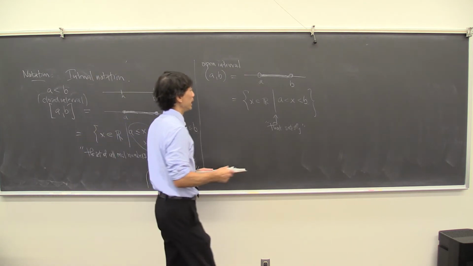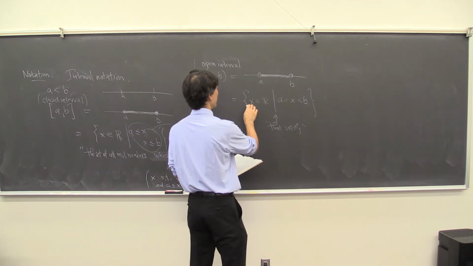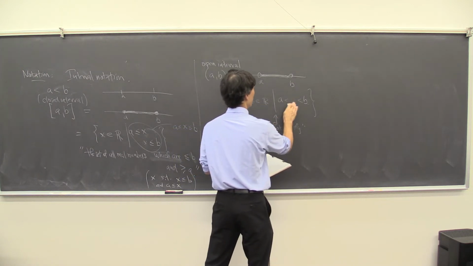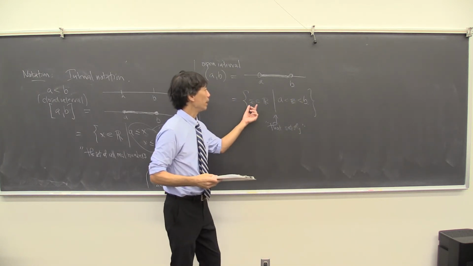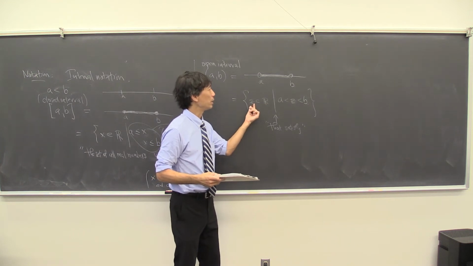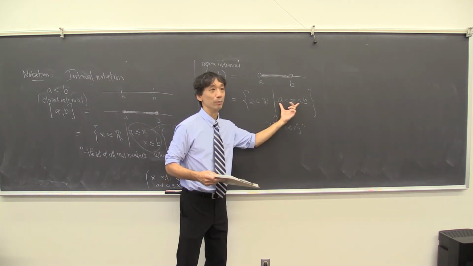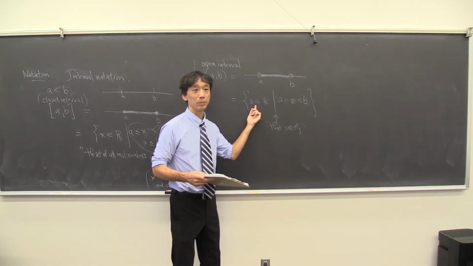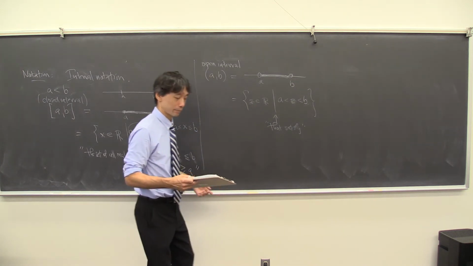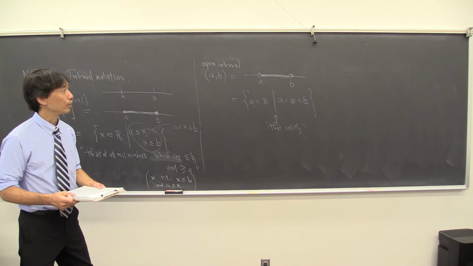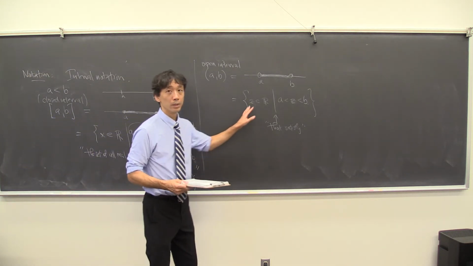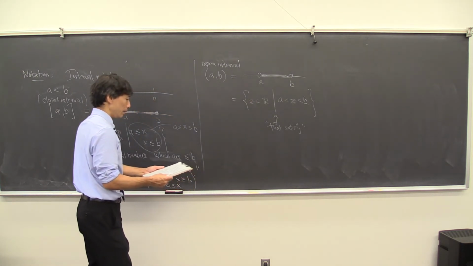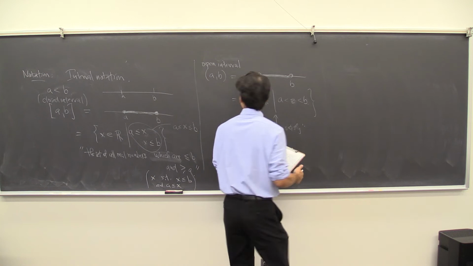Okay, and notice that this x doesn't really matter. I could have called this the set of all z in R, right? Everything in R that lies between A and B, right? So yeah, I could call this whatever. This is just a dummy variable. Okay, is that all right? Right. Okay.